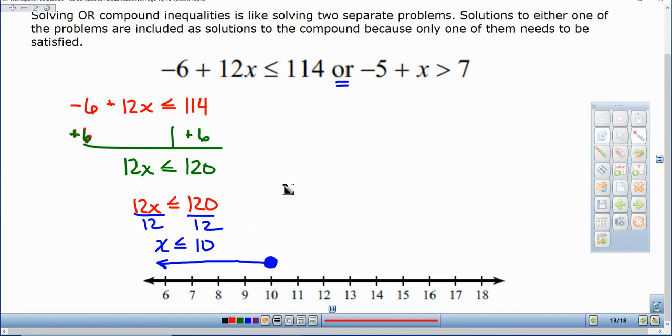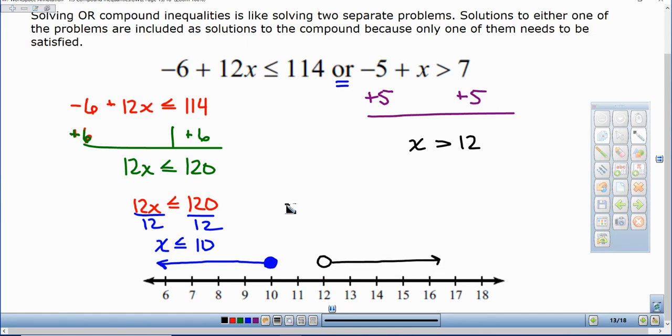We know that these numbers would work for the first one. Let's see about the second set of numbers. To solve this one, you would just add 5, and you'll get x is greater than 12. So not only will the numbers less than or equal to 10 work, but the ones that are greater than 12 will work. And so my final answer, you would write like this.